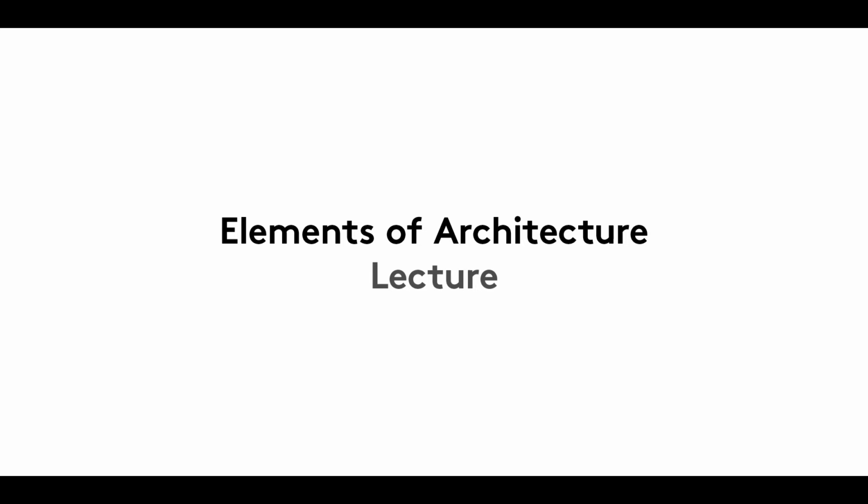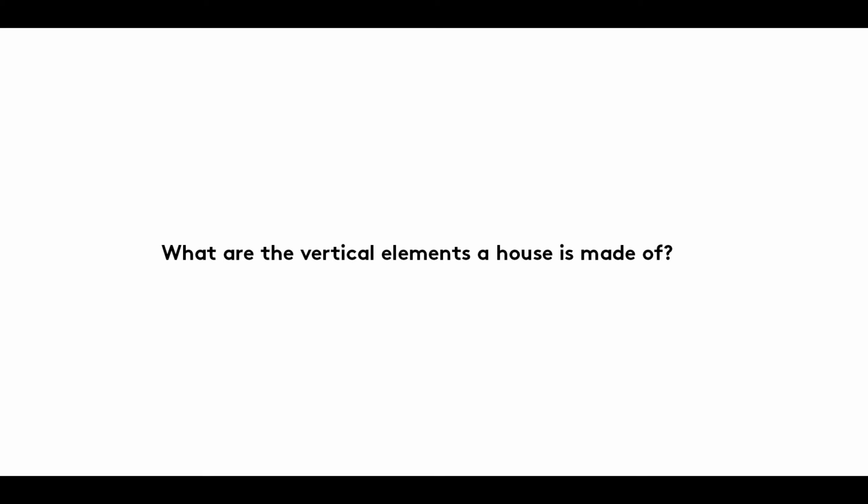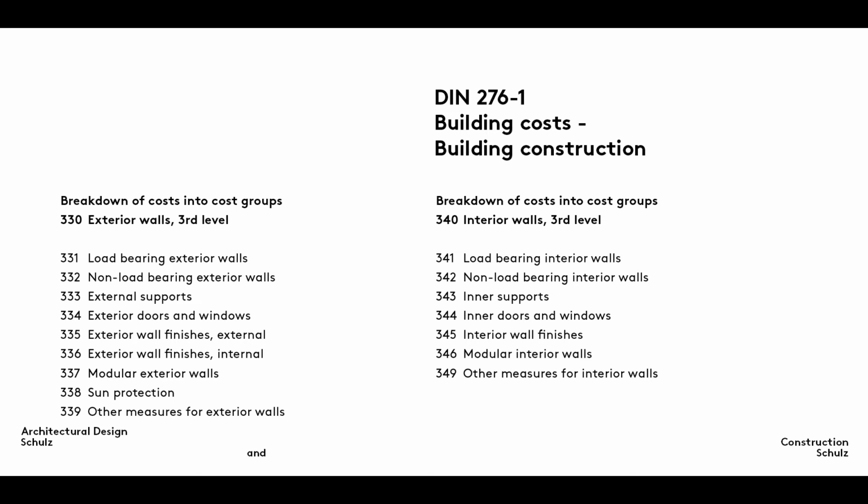Hello and welcome to the third film in our Elements of Architecture series. In it, we take a look at the vertical elements that make up a building. Vertical elements are included in cost groups 330 exterior walls and 340 interior walls. Despite the use of the term wall, these two cost groups cover all vertical elements including supports, openings, etc.